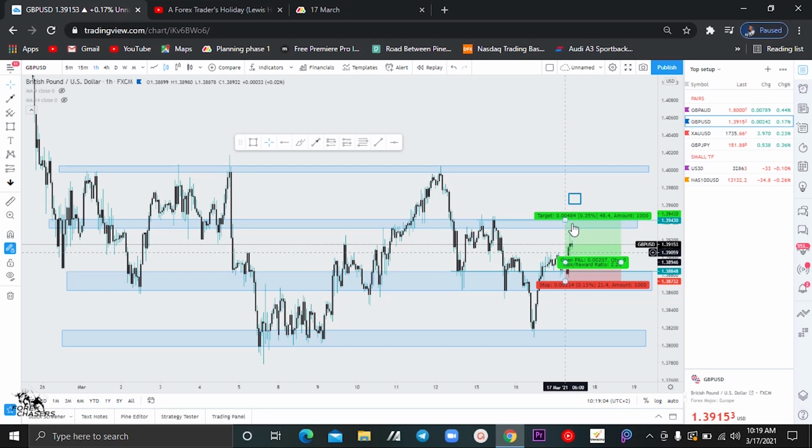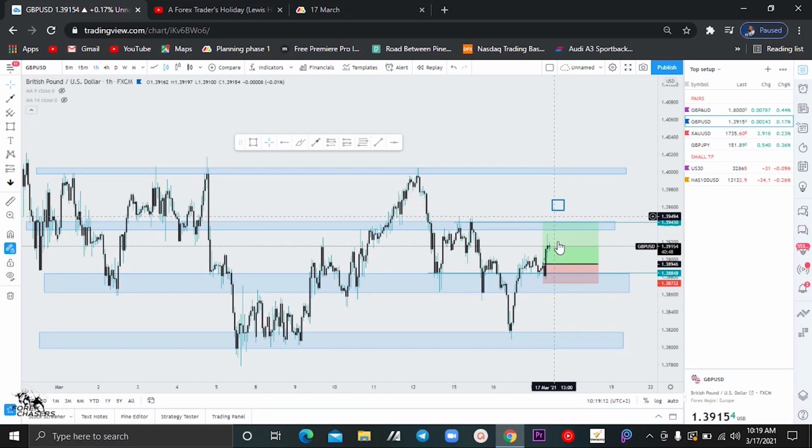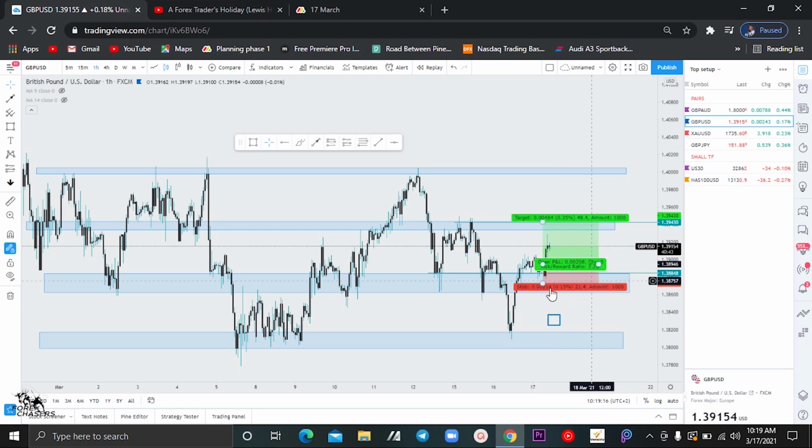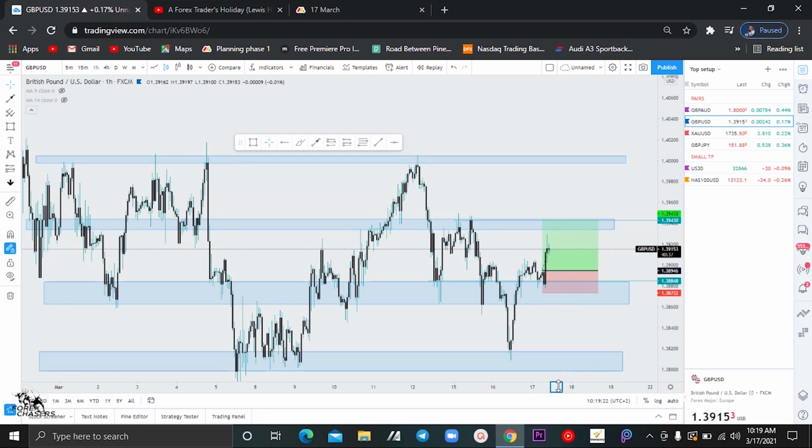Now we want to see ourselves taking our take profit in this next key area. Remember, guys, I always tell you, when you take a trade, you must enter in your key area and you must exit in your what, in your key area. You don't just enter and exit in no man's land.